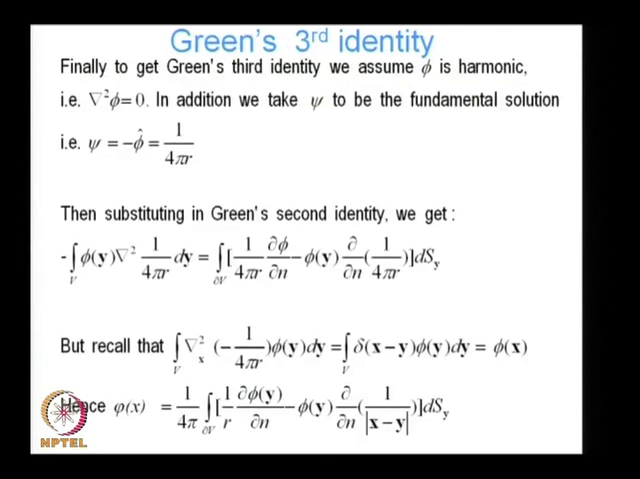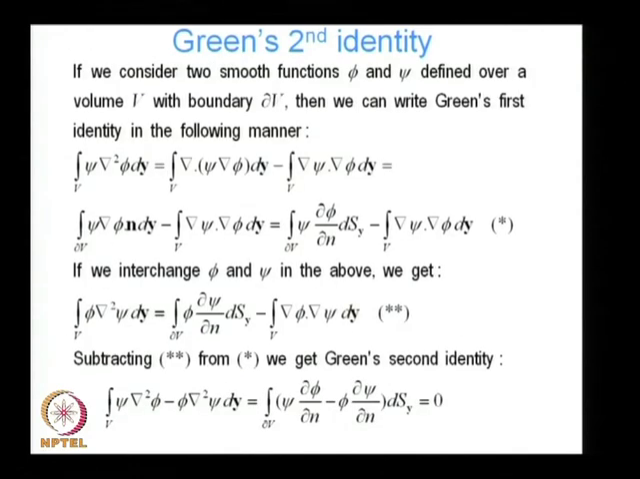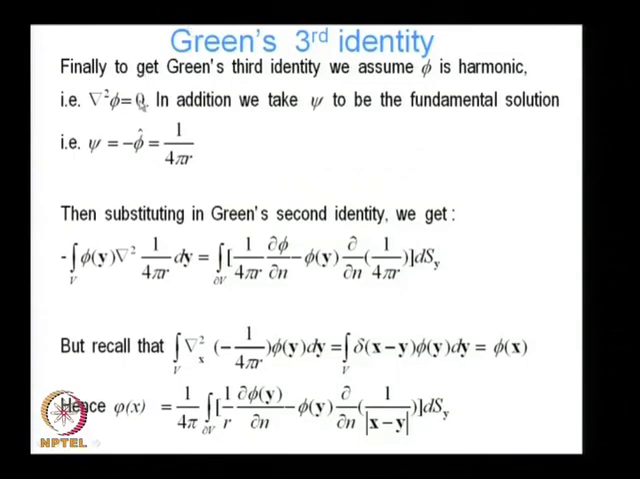And finally, to get Green's third identity, we make a further assumption. Up till now, the only thing we have assumed about phi and psi is that they are smooth functions, defined over the volume V with boundary del V. We have not assumed anything else. So, now we make the additional assumption that Laplacian of phi is equal to 0.